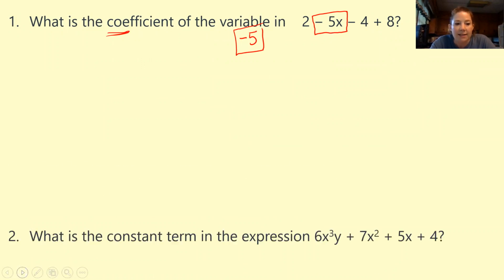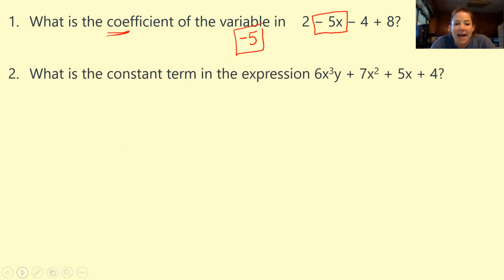All right, what is the constant term in the expression 6x to the third y? That's one whole term, because there's no plus or minus signs in there. The second term is 7x squared. The third term is positive 5x. And the fourth term is positive 4. There's only one constant, which means it's not attached to a variable. And the answer is 4.